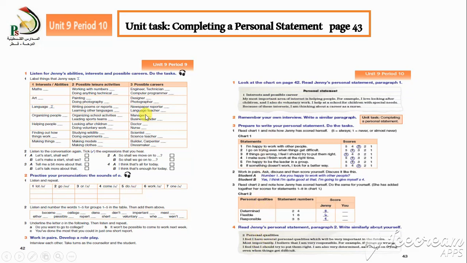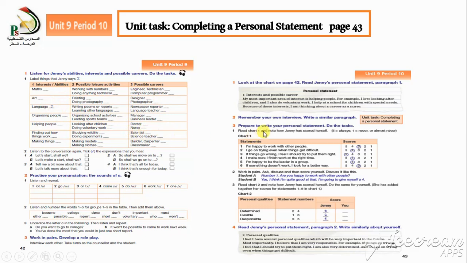If you focus on our last period, from Unit 9, you came up with the idea that Jenny had a meeting with a career counselor in order to decide what her interests and abilities were, and what her activities were, and on the basis of them she decided her possible career, which was nurse.